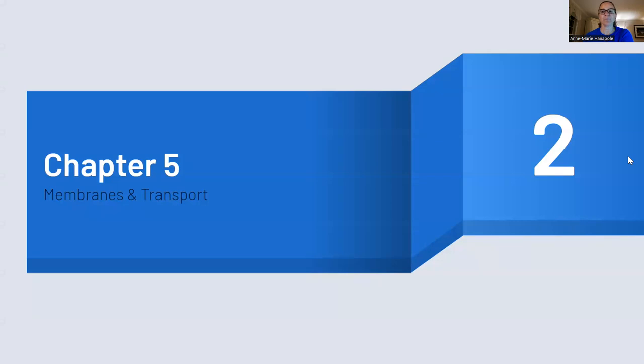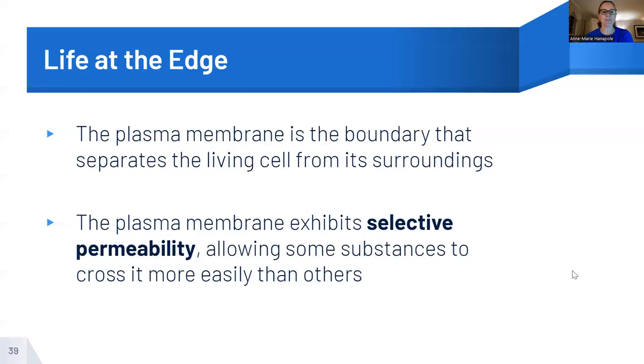Okay, what we're going to do now is continue and talk about chapter five. So, still with cell structure and function, but now we're looking more at membrane structure and function and transport into and out of the membrane. So, let's take a look at the membrane.